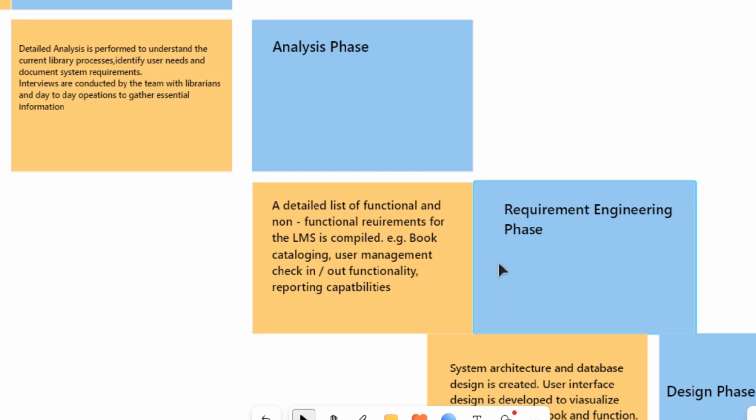Next phase is requirement engineering phase. In requirement engineering phase, functional and non-functional requirements for the LMS are compiled. Now what are the differences between functional and non-functional requirements? Functional and non-functional requirements mean that the book cataloging, user management, check-in and check-out functionality, reporting capability, all these are discussed in this phase.